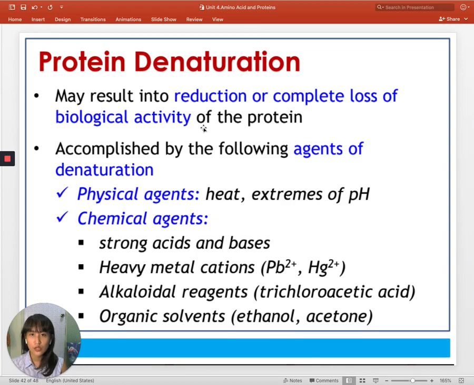Protein denaturation may result in reduction or complete loss of biological activity of the protein, accomplished by the following agents of denaturation. We have two kinds: the physical agents and the chemical agents. The physical agents include heat and pH extremes. The chemical agents include strong acids and bases, heavy metal cations like lead and mercury, alkaloidal reagents, and organic solvents like ethanol and acetone.